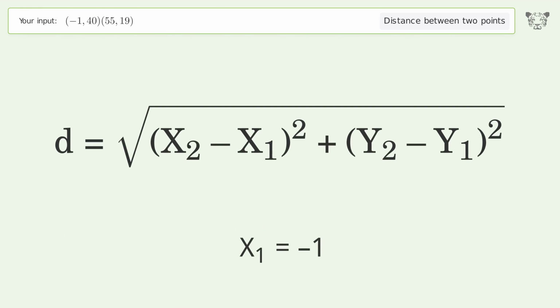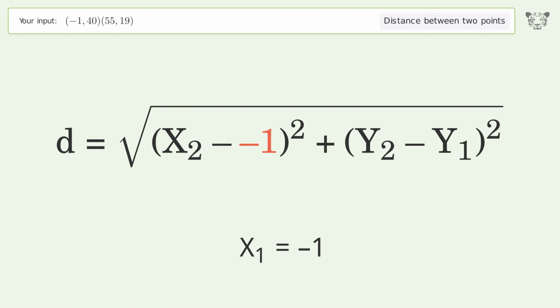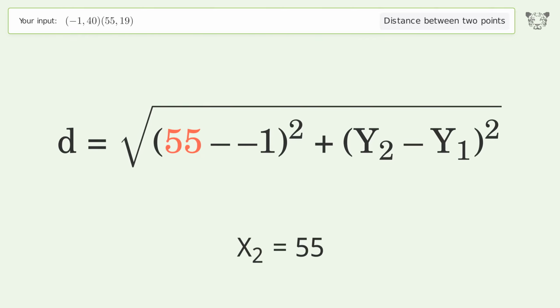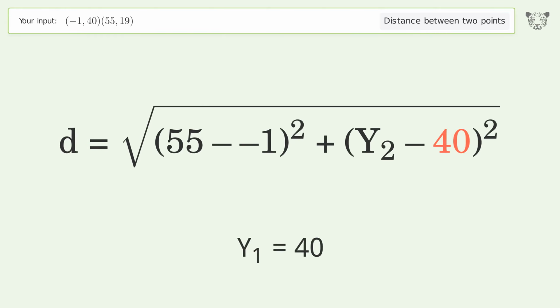x1 equals -1. x2 equals 55. y1 equals 40. y2 equals 19.